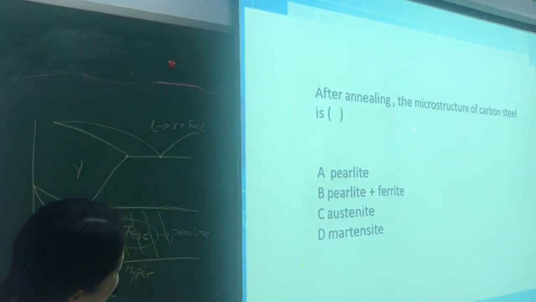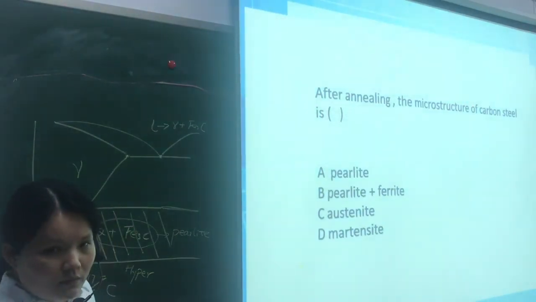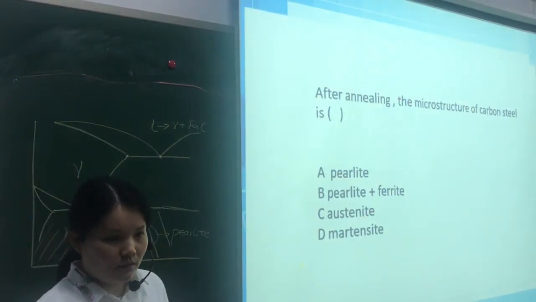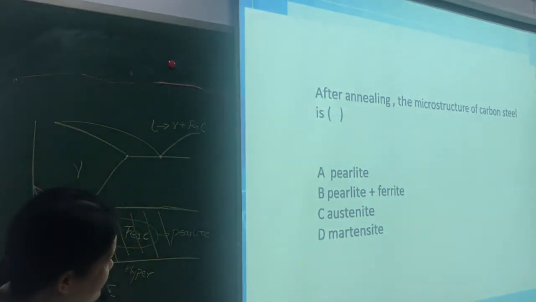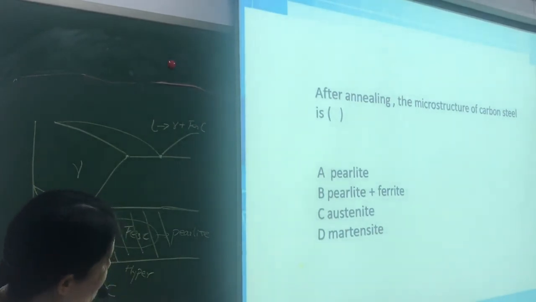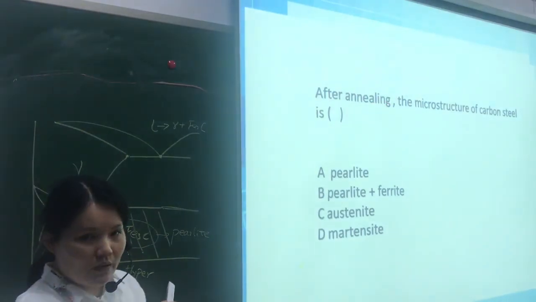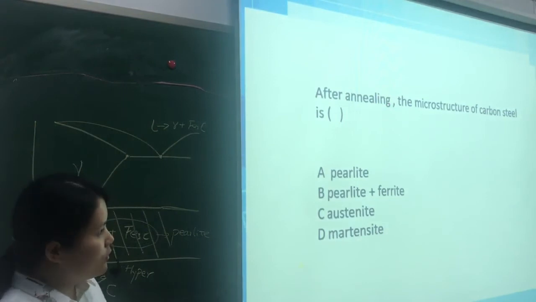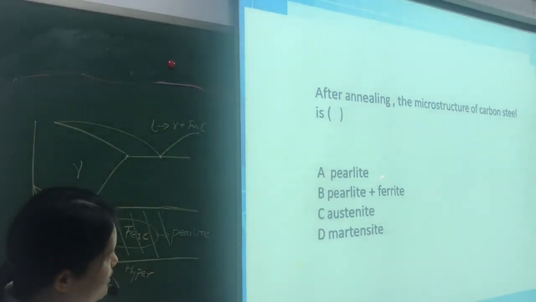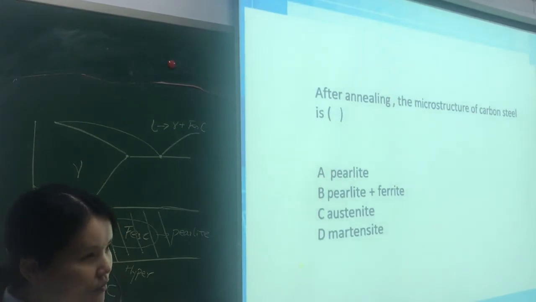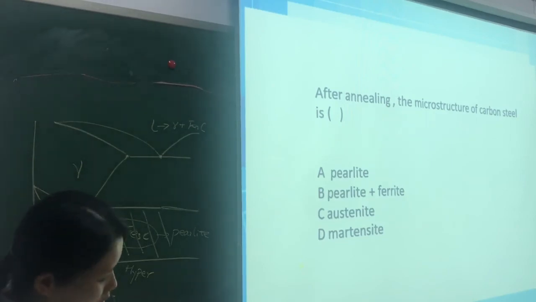After annealing, the microstructure of carbon steel is formed because it is cooled very slowly. So the microstructure is ferrite. Perlite is a mixture of ferrite and cementite. So it's perlite.